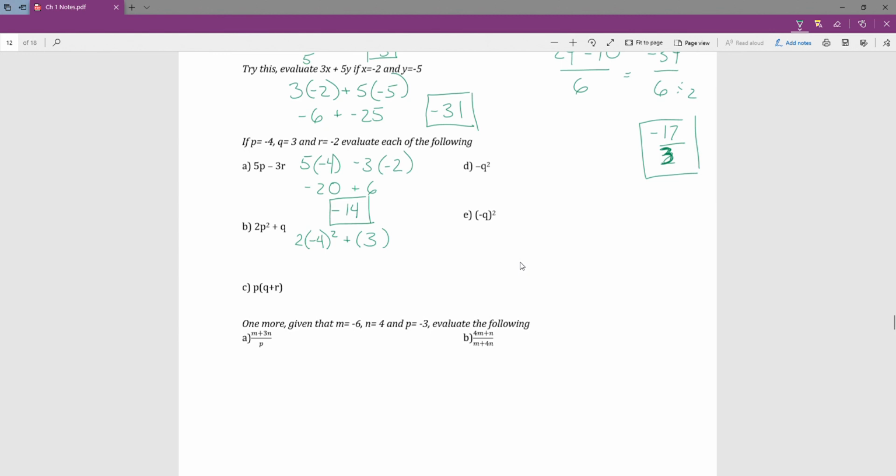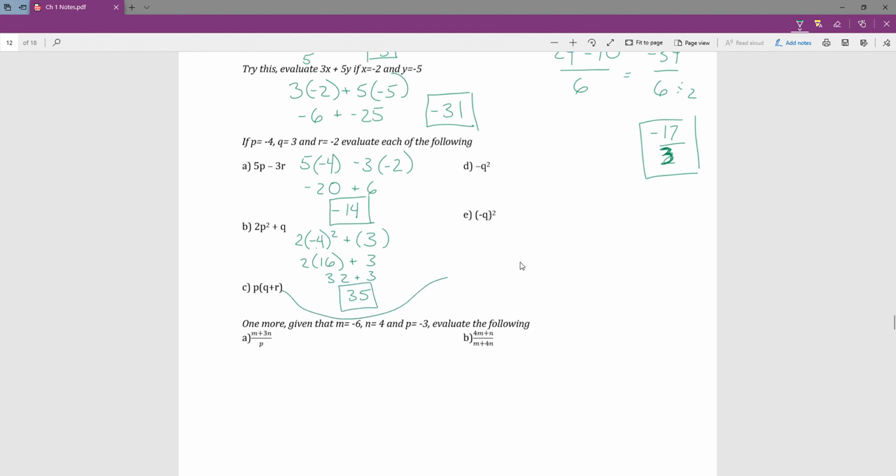You can see when I subbed in this P with brackets, I'm going to take and square -4. So that's -4 times -4, which is 2 times a positive 16 then, plus 3. So that's 32 plus 3, or 35 as an answer.